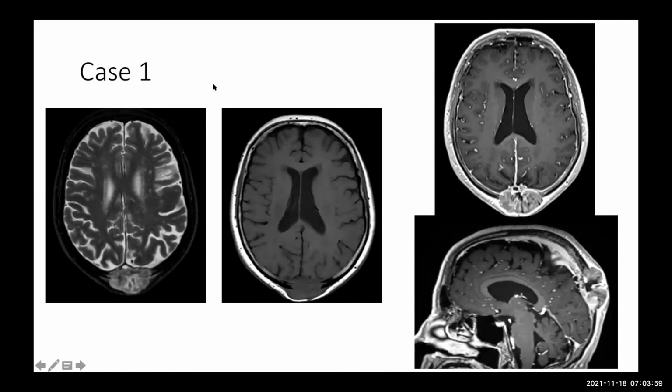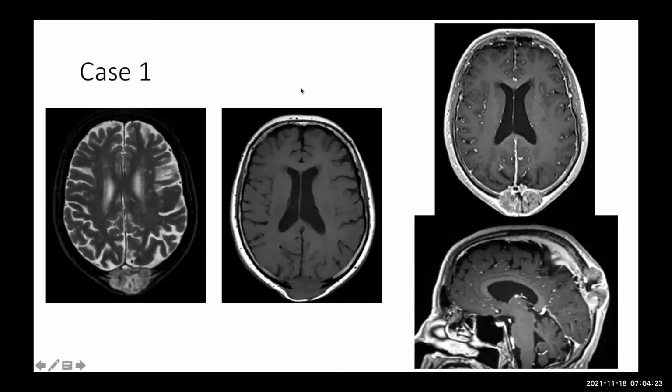So what are you thinking for this case? So the differential would be hemangiopericytoma, a primary bony, osseous lesion, or bony or dural metastasis. Yeah, something along those lines.